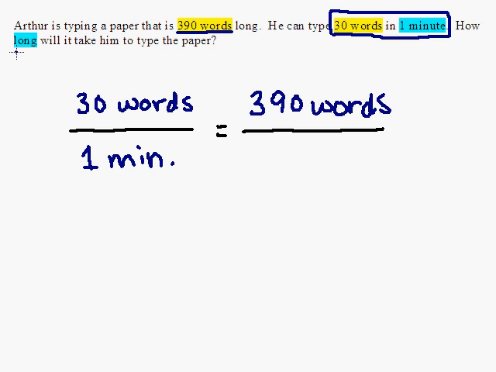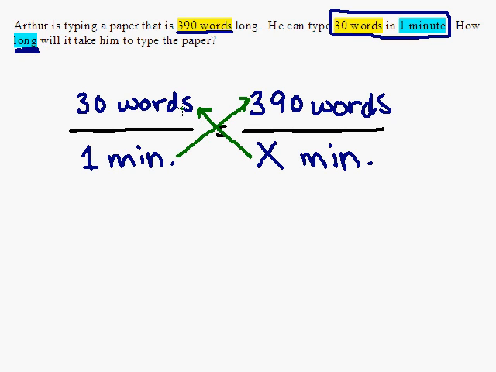Now we're trying to figure out how long it will take him to type that 390 word paper. So this is my minutes again. Now this is my unknown, so I'm going to use X to represent this. And we have to know how many minutes it will take to write that 390 word paper. Now we have a proportion that looks very similar to what we were just doing in the last lesson. So to solve this, we are going to use cross products again, which means we're going to multiply going diagonally.